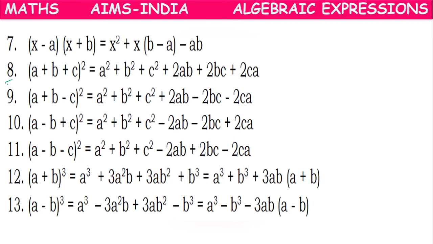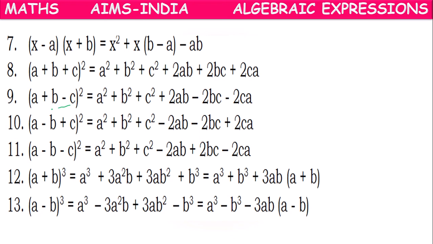Next, eighth one, a plus b plus c whole square. Three terms, sum of three terms and their square. So a square plus b square plus c square plus 2 into the product of the first two terms. Next, 2 into the product of second and third. Next, 2 into the product of first and third. Total six terms will be there.